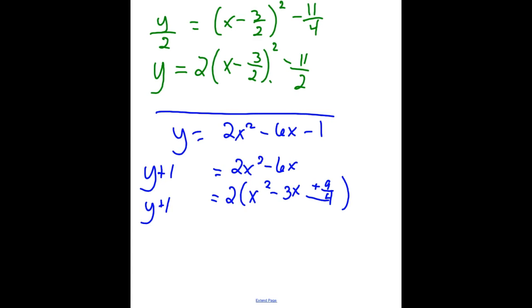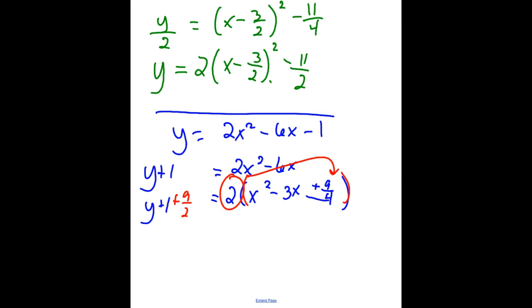Because what I really put on this side, even though you see a 9/4, it is inside the parentheses, which means this 2 out front has to be applied to that. So I didn't really add 9/4, I really added 9 halves, 9/4 times 2. So if I added 9 halves to this side, I have to add 9 halves to the other side.